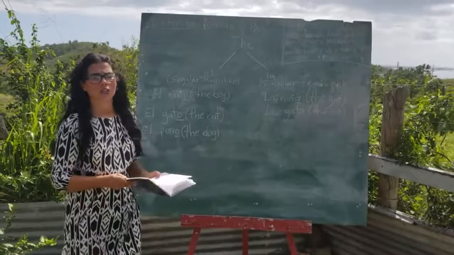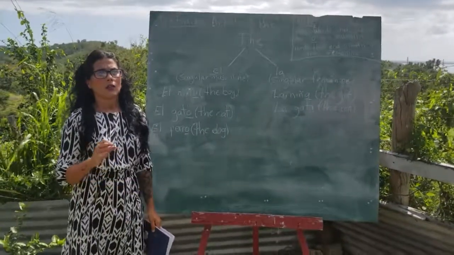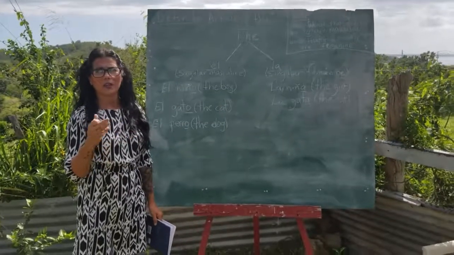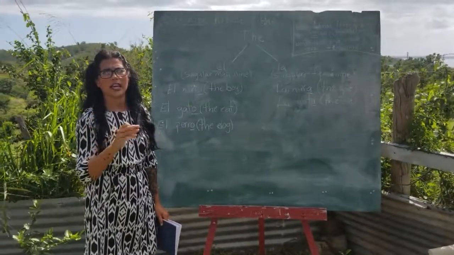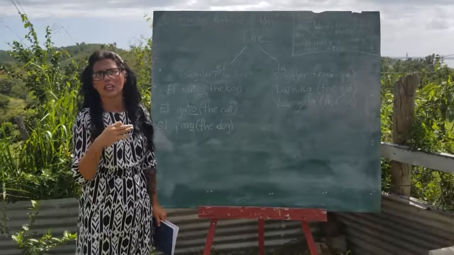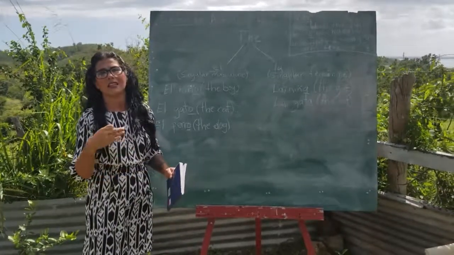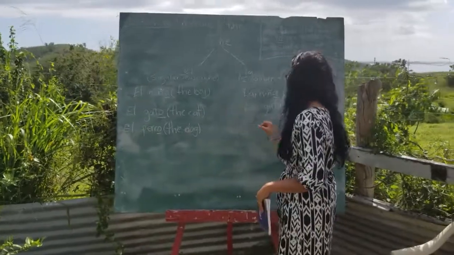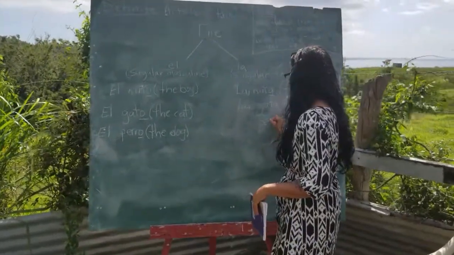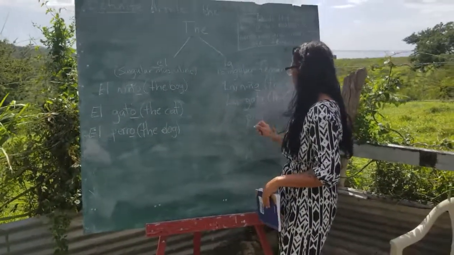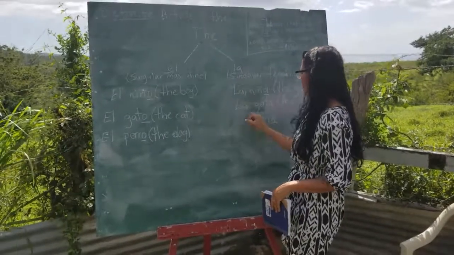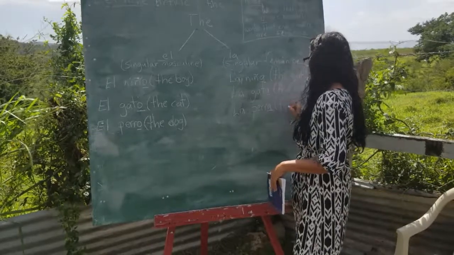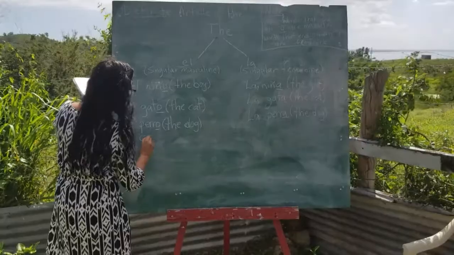Now, if you see a dog and you don't know what sex it is, if it's feminine or masculine, you just refer to it as el perro. That's for general. If you don't know if it's la perra. Okay, so perro, perra, with A, we use la. La perra. The dog.